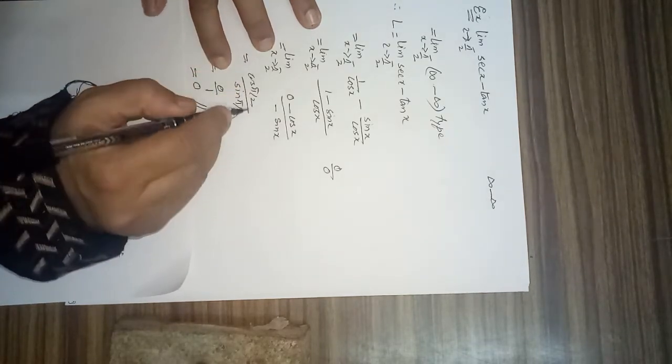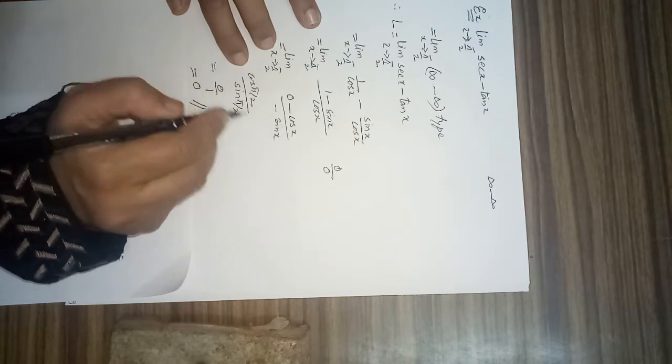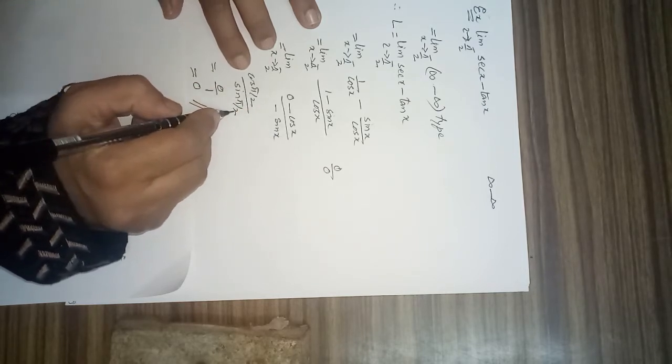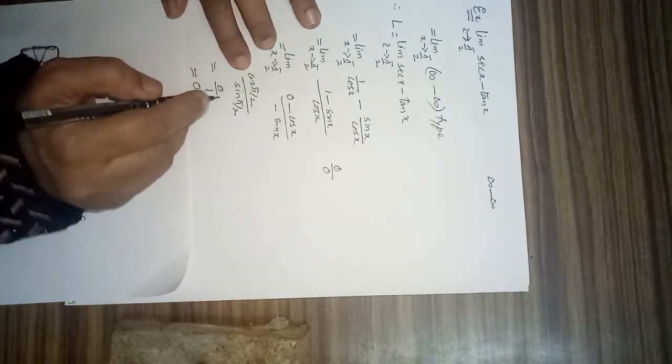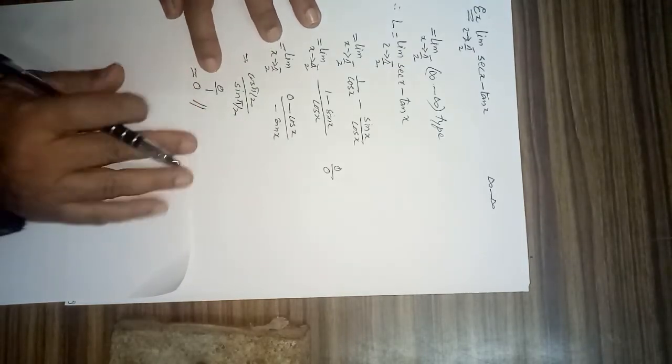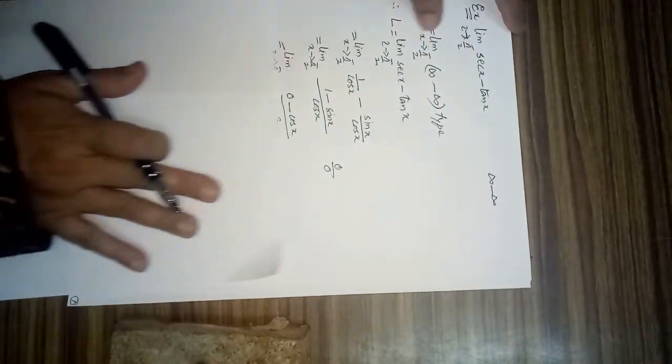Or we can independently substitute the value of x equal to pi by 2 in numerator and denominator. That way also we can do. Or actually it is cos by sin, that is cot. Then 0 by 1, that is 0. Hence the limit of this function is 0.